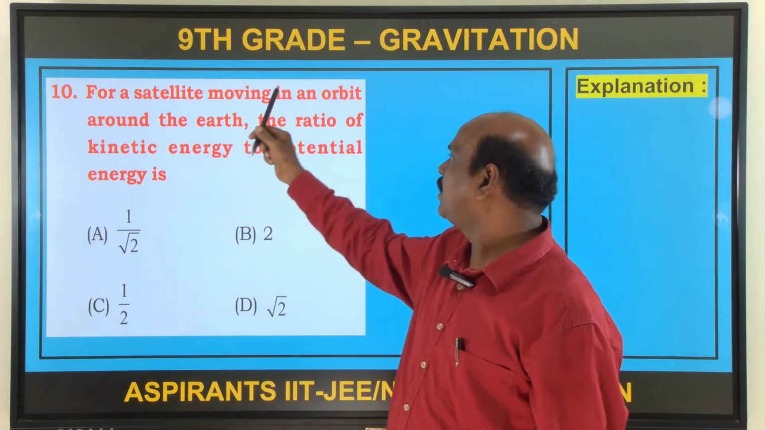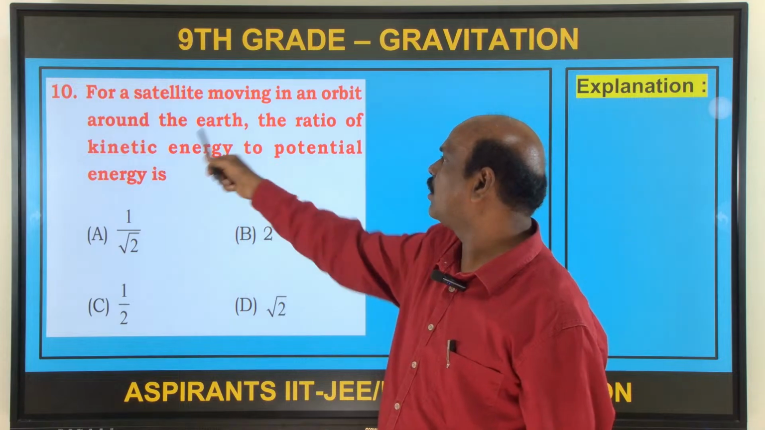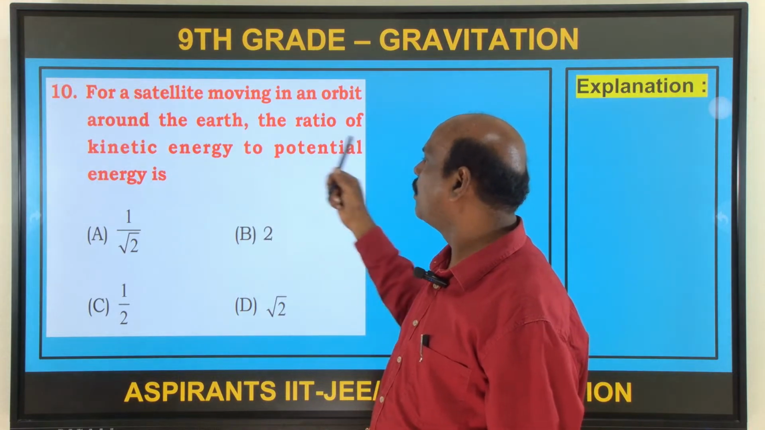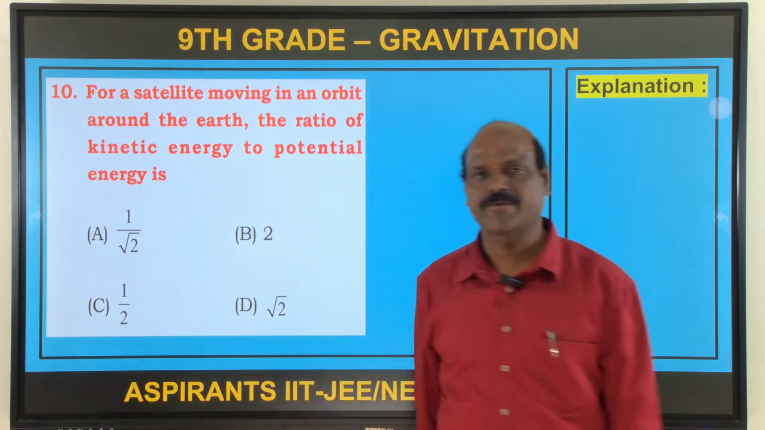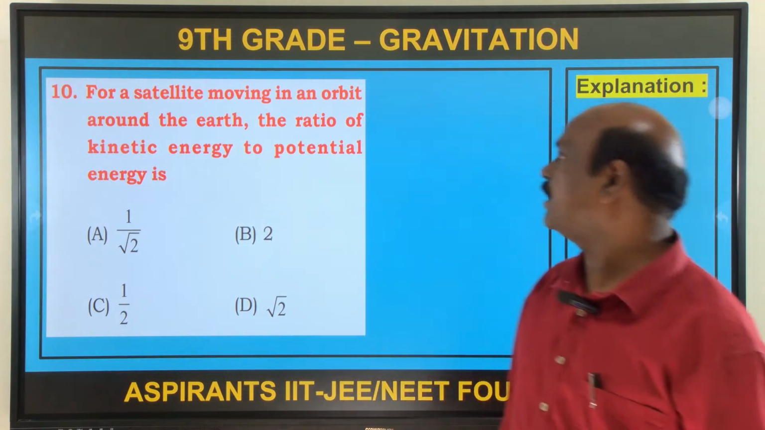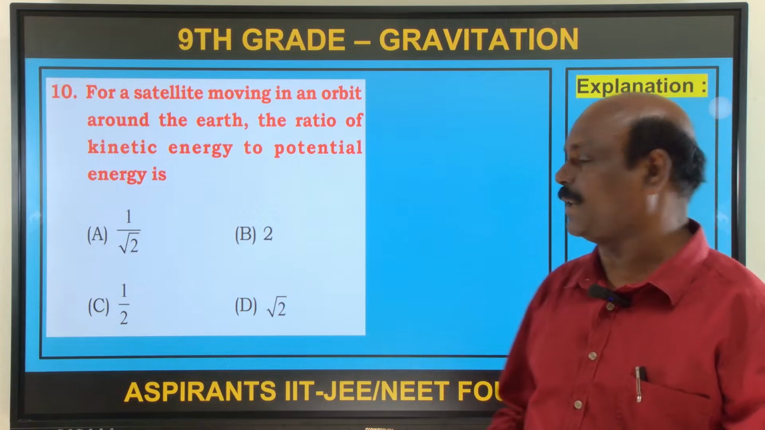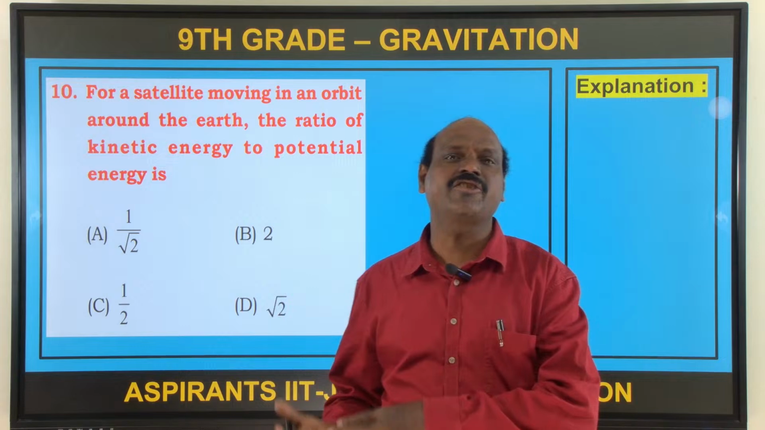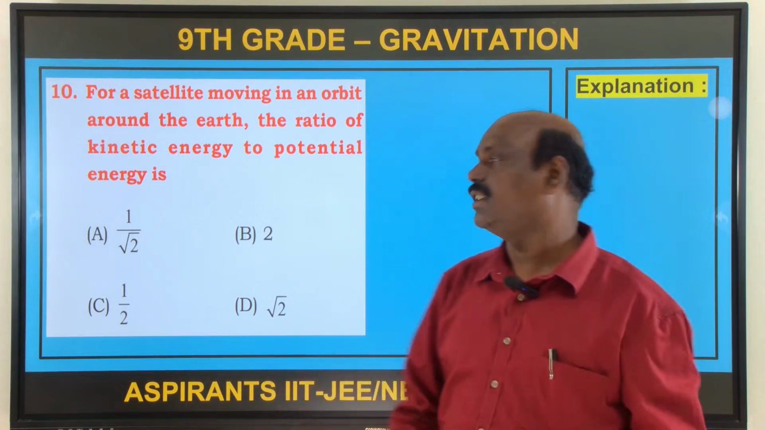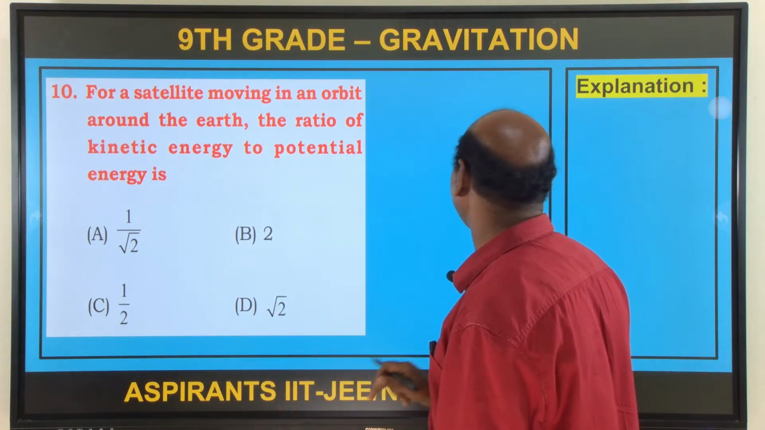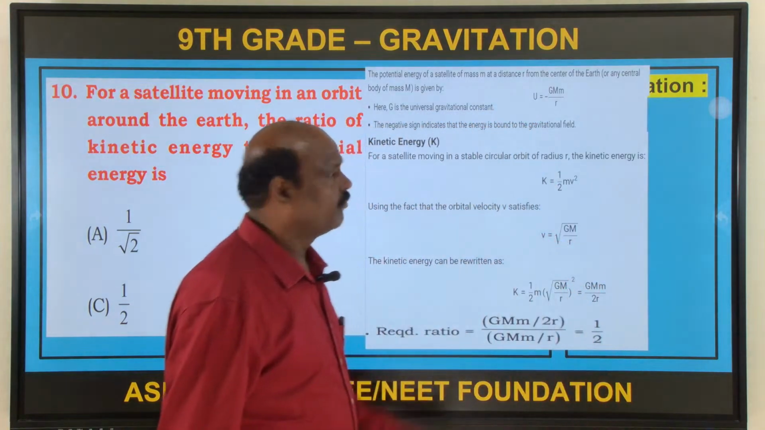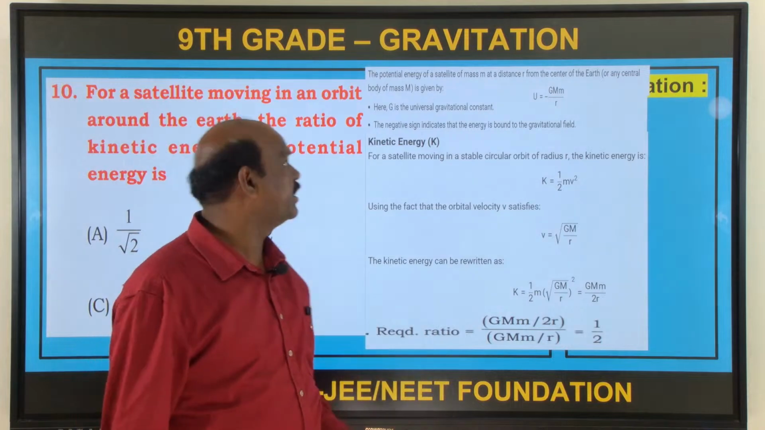For a satellite moving in an orbit around the earth, the ratio of kinetic energy to potential energy is? So what is being asked here? A satellite is moving in an orbit around the earth. So what is the ratio between its kinetic energy and potential energy? To know that, first let us see the expressions which we have to discuss.